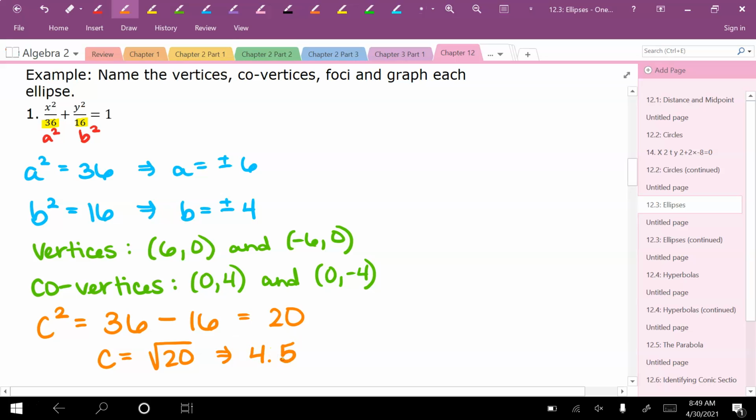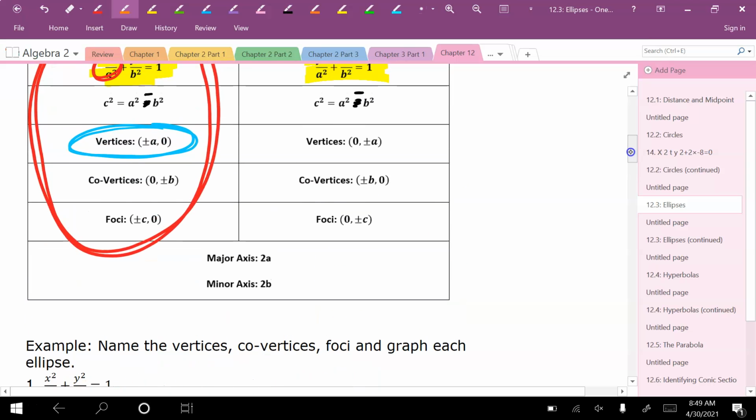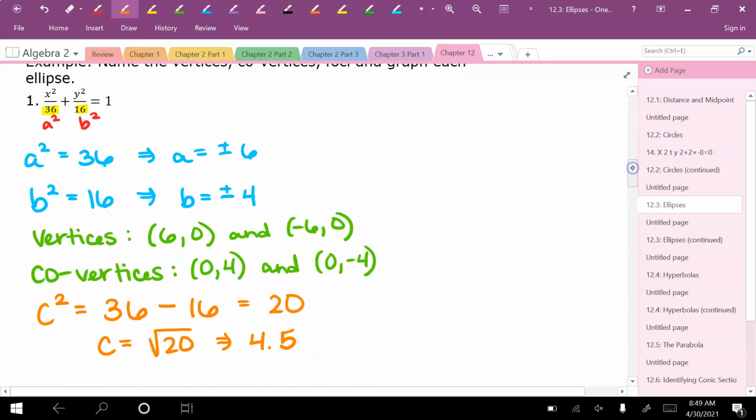So then to write my foci, coming back up here, foci is plus or minus that value, 0. Just like the vertices were, where I had 6, 0 and negative 6, 0, I'm going to have positive 4.5, 0 and then negative 4.5, 0.